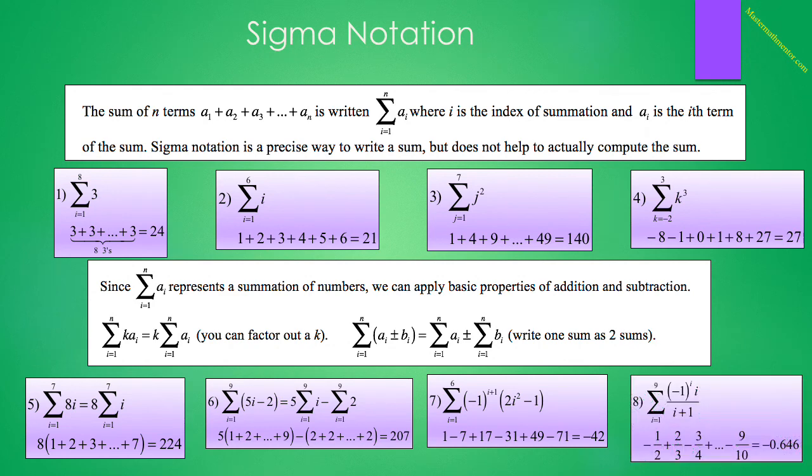Number 8 reads sigma I equals 1 to 9 of negative 1 to the I times I all over I plus 1. Negative 1 to the I also alternates the signs, but the first one will be negative and the second is positive. I over I plus 1 is 1/2, then 2/3, then 3/4, etc. So we have negative 1/2 plus 2/3 minus 3/4, and ending with negative 9 over 10. And the answer is negative 0.646.